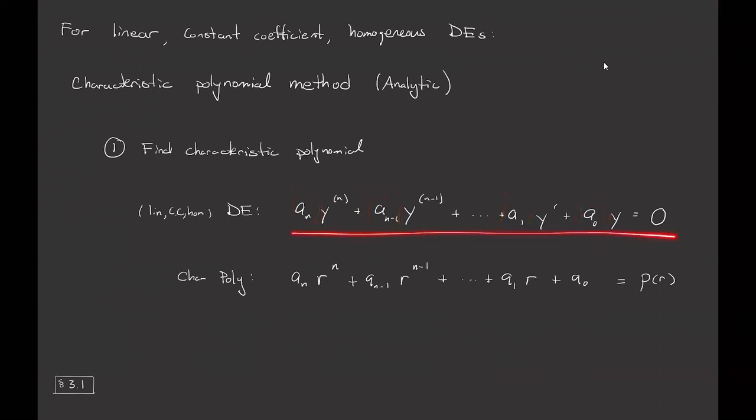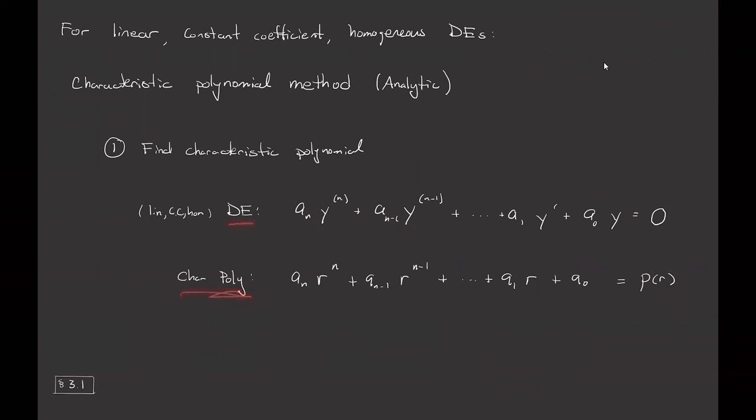If we have this, the characteristic polynomial, which we'll denote as P of r, P for polynomial, in the variable r. You can change it to a different variable, r is not important in particular. It's one I'm in the habit of using from other differential equations courses, but either way, it's a polynomial in some variable.